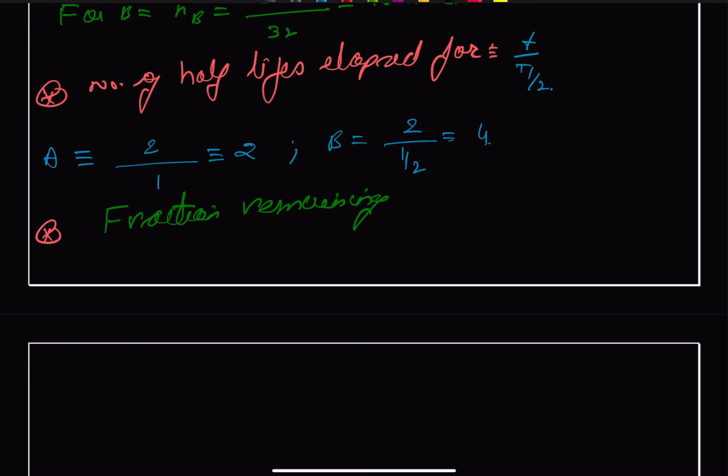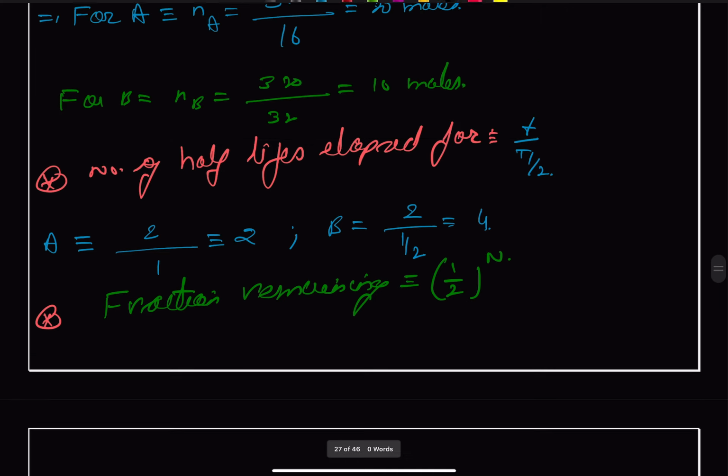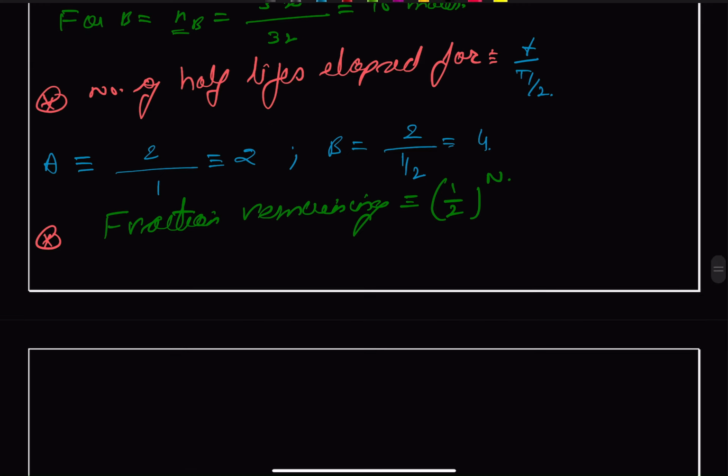Remaining, and the formula is 1 upon 2 raised to the power N. Let us write this as capital N, because usually it is written as small n, but in order to avoid confusion this is a capital N. So this will be capital N A and capital N B.